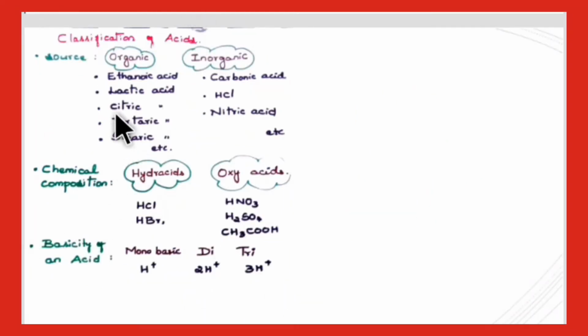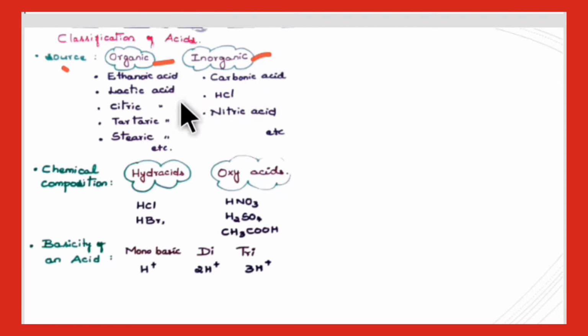Let's now move to classification of acids. First we learn about acids, then we'll go for bases and salts later. Here, acids are classified based on sources, chemical compositions, etc. Let us see that one by one. First one, based on the sources, it means from where they are obtained. Based on the sources, acids are classified into two types: organic acids and inorganic acids.